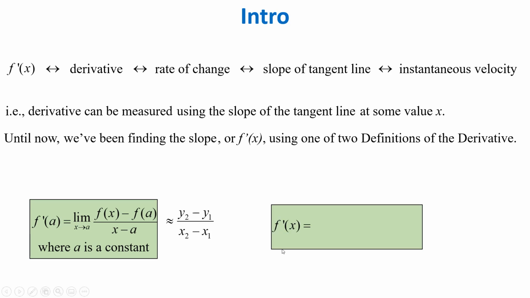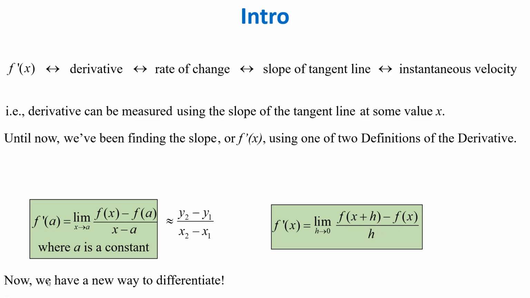And the second definition of the derivative, f prime of x, is more generalized. We have the limit as h approaches 0 of f of x plus h minus f of x, all over h, where h is the distance between the two values of x. Now, there's a new way to differentiate. So there are a number of rules.